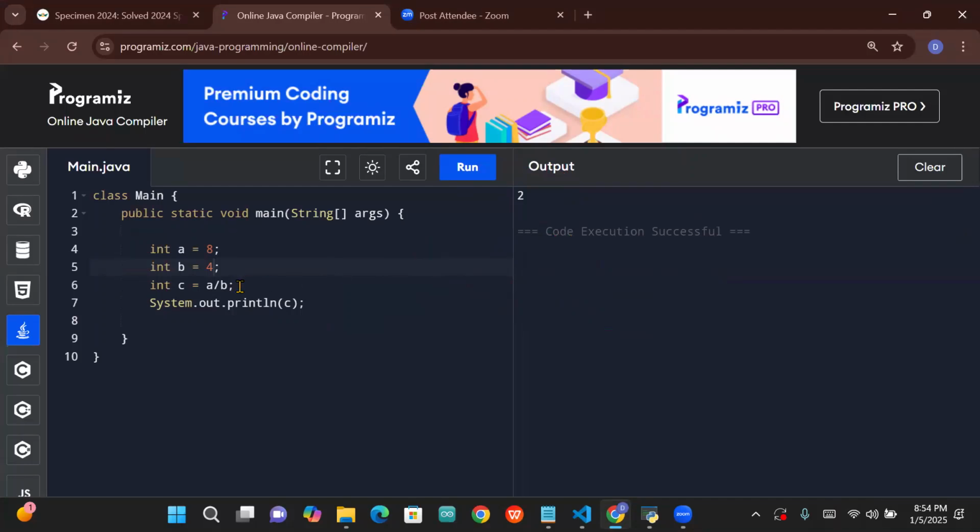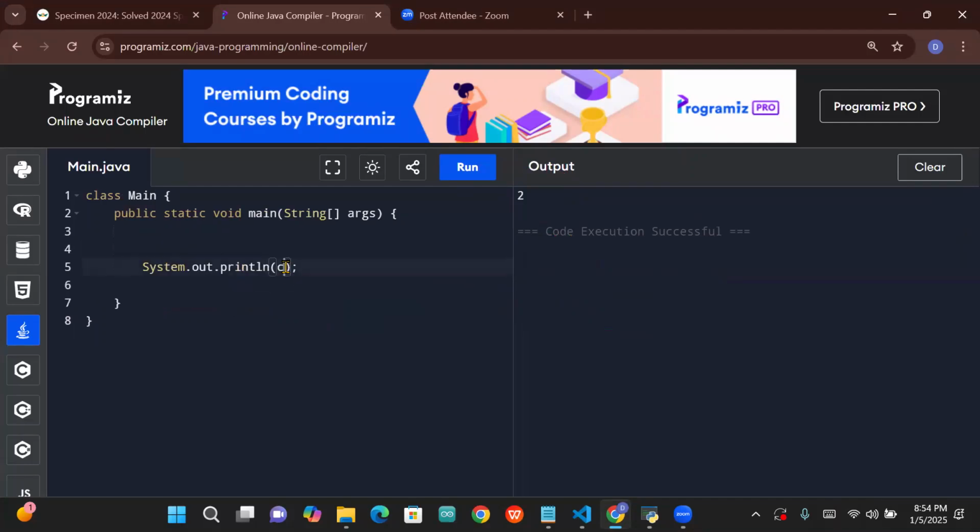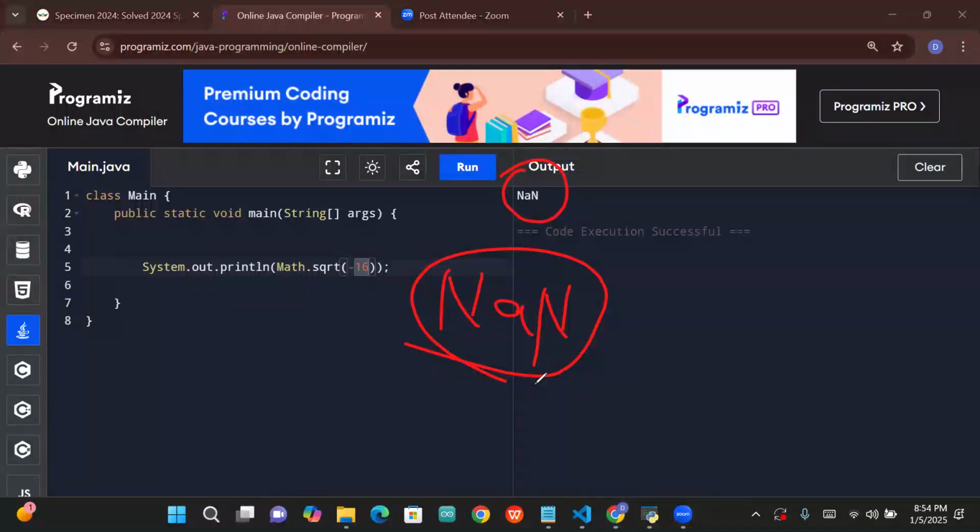And if you do the square root of a negative number also, Math.sqrt, if I do the square root of 16, I will get 4.0 as output. If I do the square root of the negative number minus 16, first of all, they can ask you this, what output will you get? NaN, not a number, because the square root of a negative number is not defined, right? This is again a runtime error.